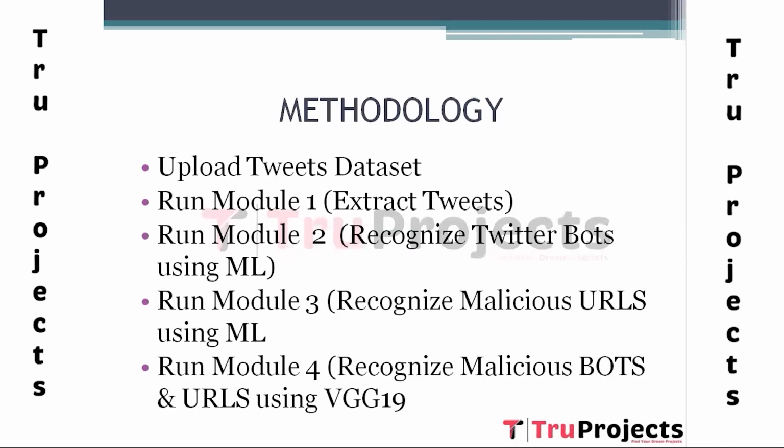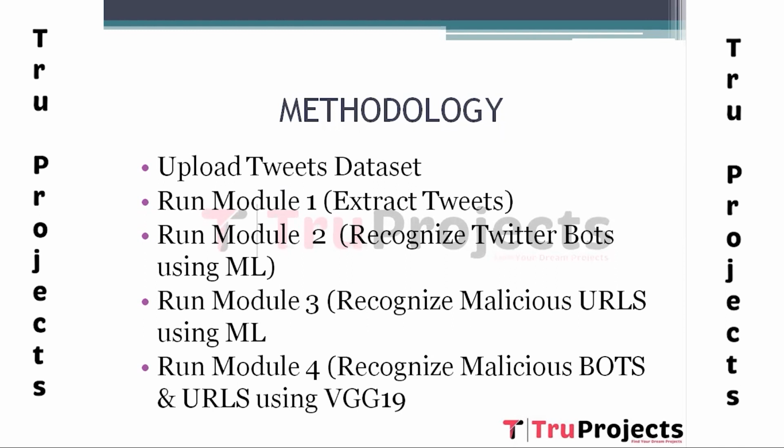Methodologies: to implement this project, we have designed a few modules. First one, upload Twitter dataset. In this module, we are going to upload the dataset to this application. Next one, run module 1, extract tweets. In this module, we are going to extract the information from the online or offline tweets. Every time internet will not be available, so we are going to use the offline Kaggle tweets dataset. By this module, we are going to read and extract all the tweets from the dataset.